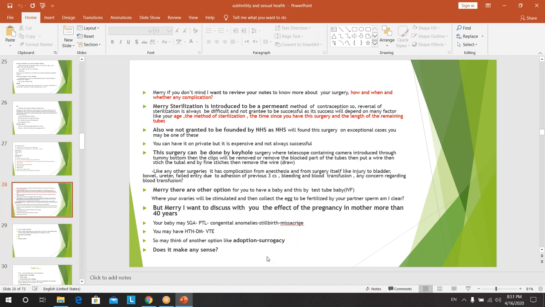or partial surrogacy, which includes artificial insemination. Does it make any sense?